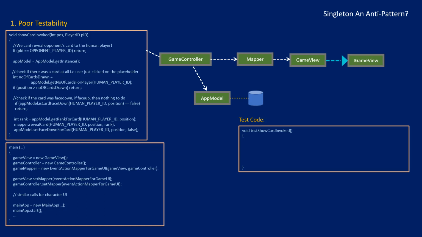Then how does our test code look? We create a mock game view object and then we instantiate a real game controller class. We also instantiate a real mapper class. To this mapper, we pass the mock view object and the real controller object. Then we set the mapper object in both view and controller.